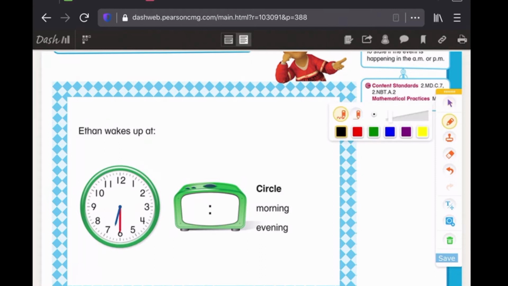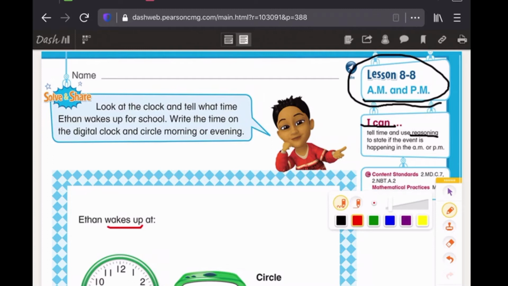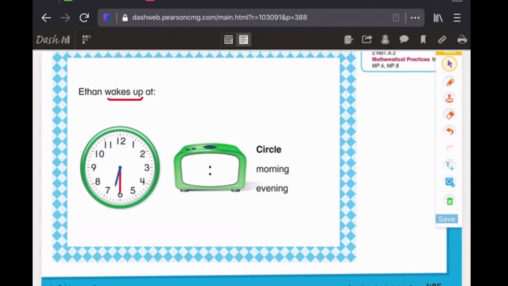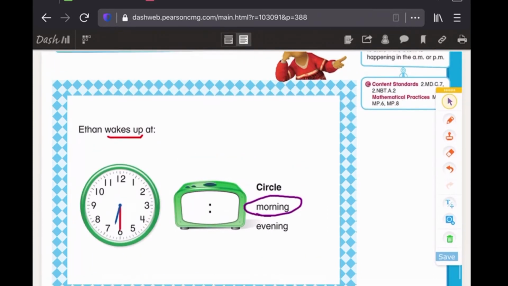Well, right away, I know wake up. That must mean he was asleep. And you go to sleep at night and wake up in the morning. And Ethan is also going to school. I'm gonna underline that part too. He's gonna go to school. And what time do you wake up and go to school? I know I wake up and go to school in the morning, so I'm gonna circle the morning. I already know that part.